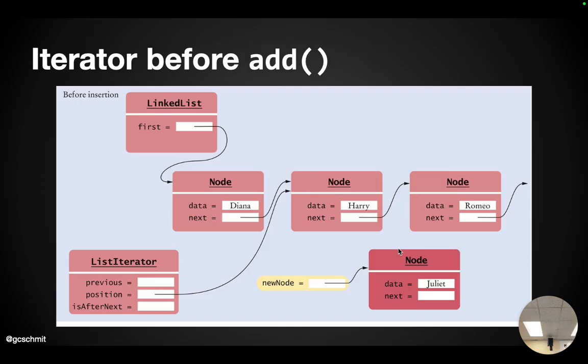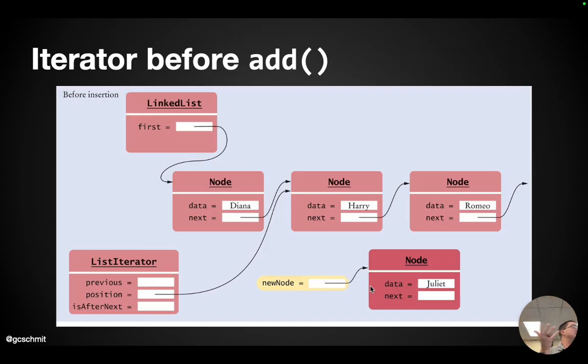All right. Who thinks the node for Juliet will be inserted between Diana and Harry? Show of hands. Which pairs came up with that one? And between Harry and Romeo. And some uncertainty, which is okay. This is tricky stuff. This is where it's harder than it was in chapter 15.